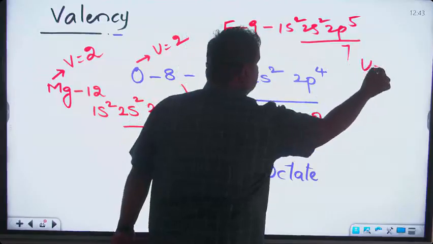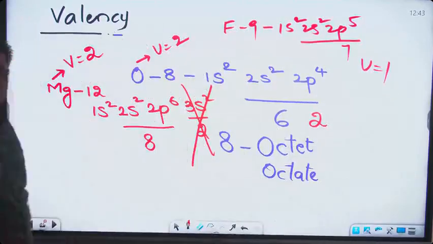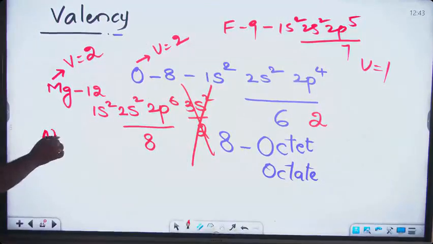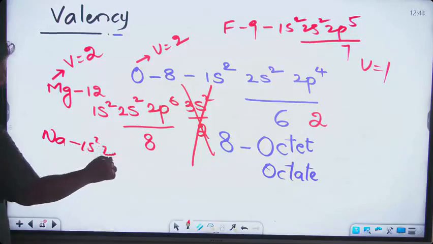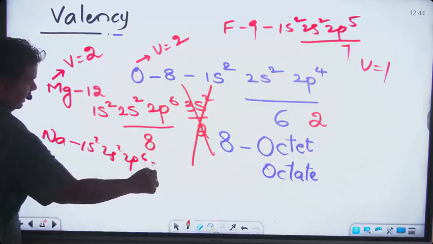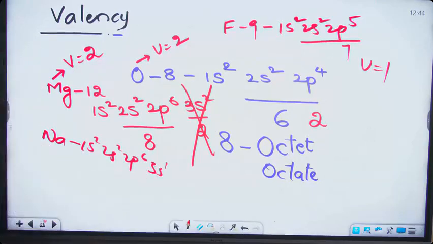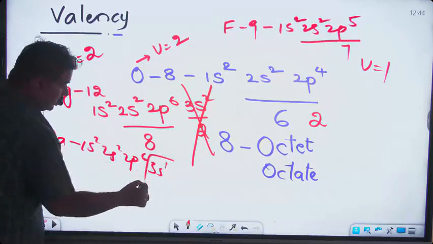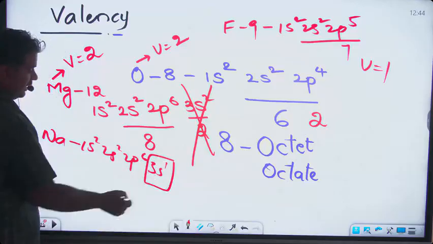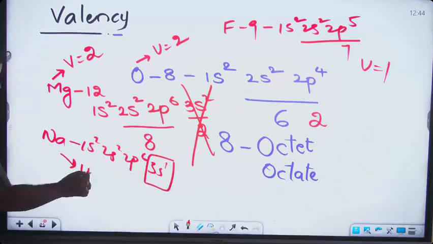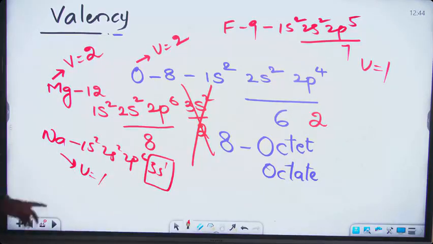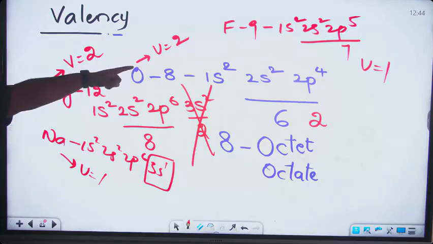So the valency for this one will be equal to 1. But if you talk about the case of sodium, electronic configuration 1s2, 2s2, 2p6, and then 3s1. Gaining 7 is not possible, so it will lose this 1 electron. That is the reason for sodium, its valency is equal to 1. Sodium is losing an electron, fluorine is gaining an electron.